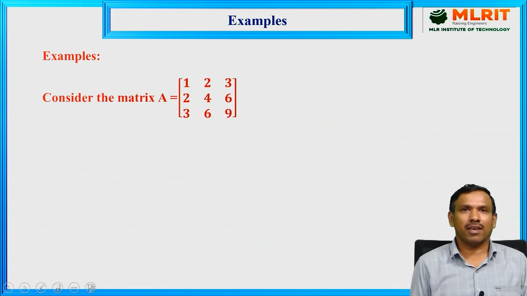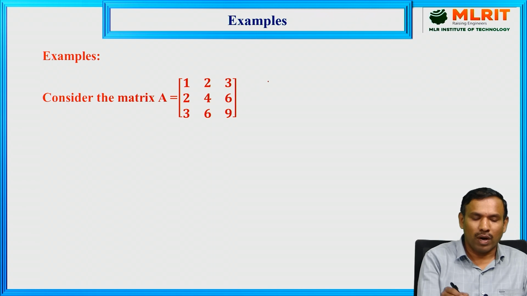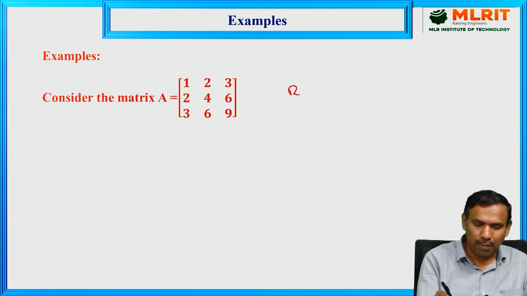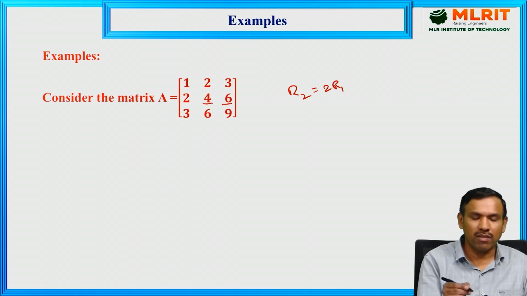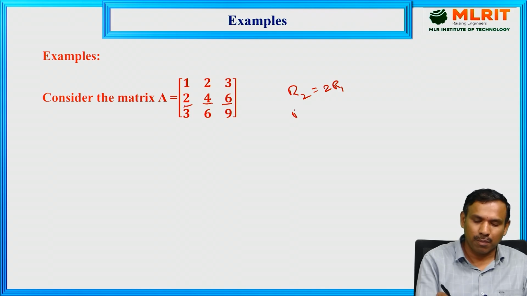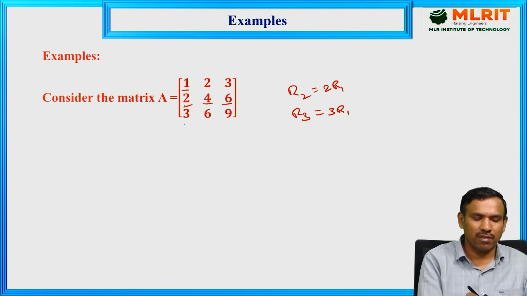Next, I have already given one example, now one more example. Look at this matrix: first row 1 2 3, second row 2 4 6 and third row 3 6 9. If you observe very carefully, the R2 elements are 2 times R1, right? 2 into 1 is 2, 2 into 2 is 4, 2 into 3 is 6. R2 is clearly obtained from R1. Similarly R3 is 3 R1. Multiply the first row: 3 into 1 is 3, 3 into 2 is 6, 3 into 3 is 9.